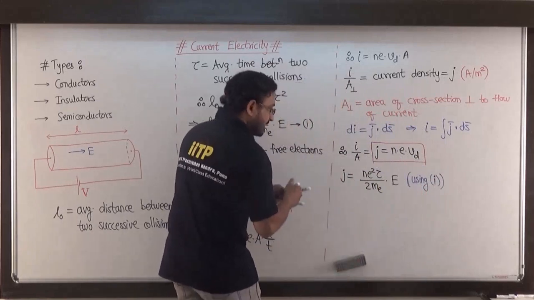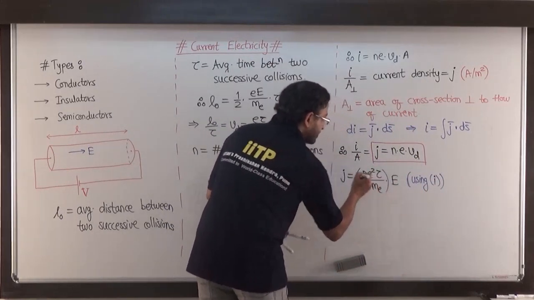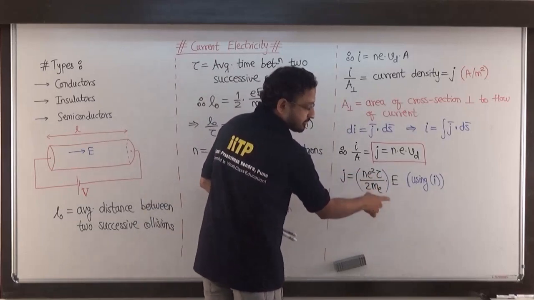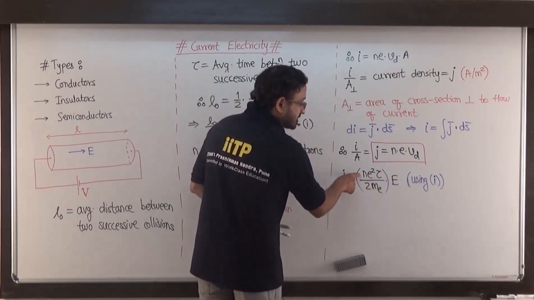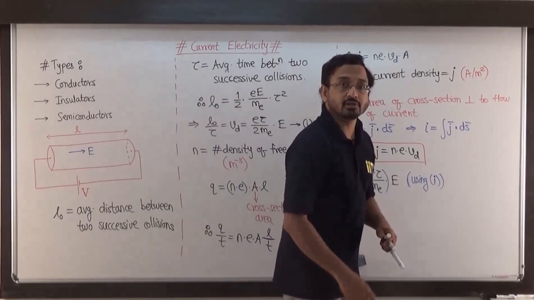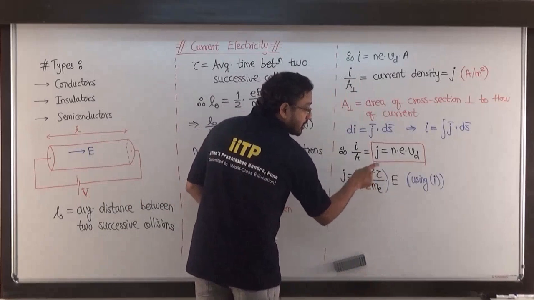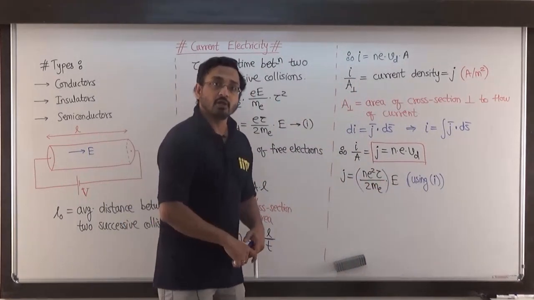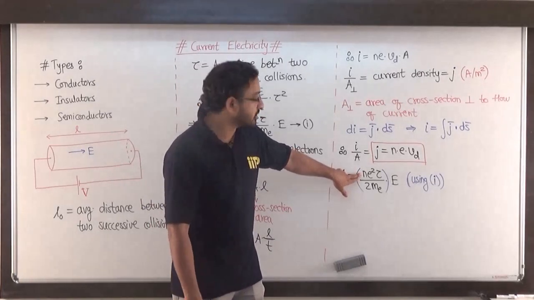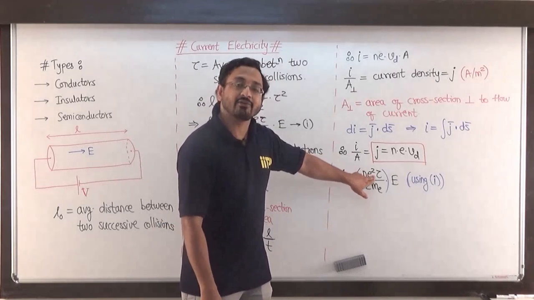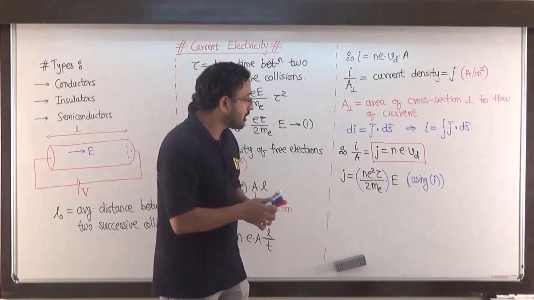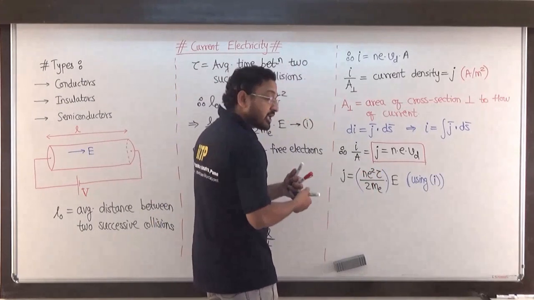Now, if I look at the bracketed quantity, charge is a universal constant, the mass of the electron is a constant anyway, but the small n, which is the number density, and tau, which is the average time between two successive collisions, will depend on the material chosen. For example, copper will have a different number density and aluminium will have a different number density. In the same manner, copper will have a different average time between two collisions, and aluminium will have a different average time between two collisions. So this bracket simply depends on the material.